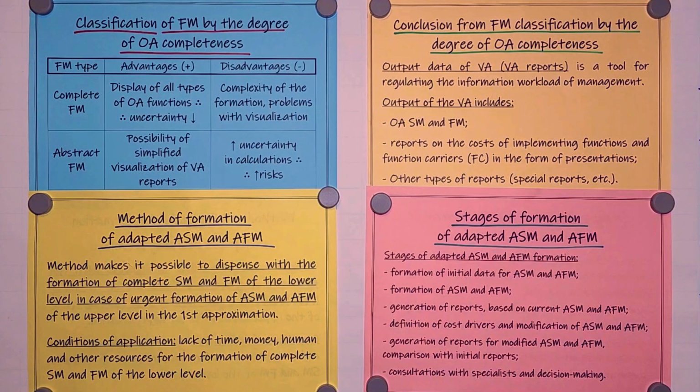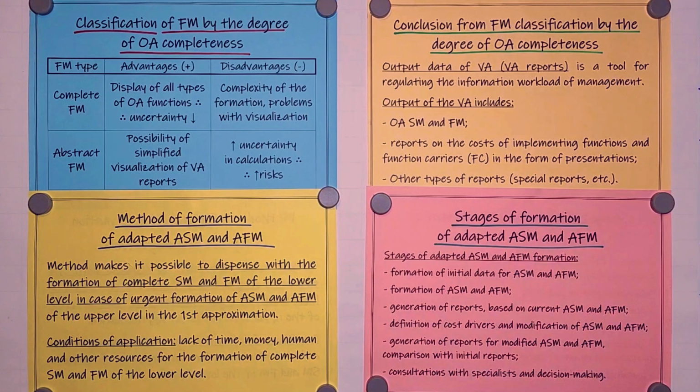Adapted structural and functional models can be formed by the following expert method, which allows, in the first approximation, to dispense with the formation of complex structural and functional models of a lower level, especially since in most cases there are no time and other resources for their formation, since one of the requirements for the management accounting system is the speed of providing information. The process of formation of adapted abstract structural and abstract functional models includes the following stages.